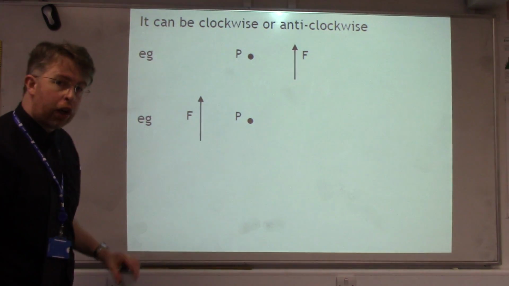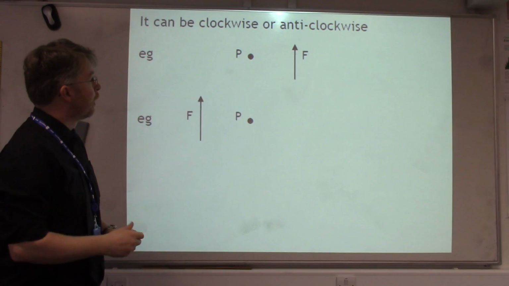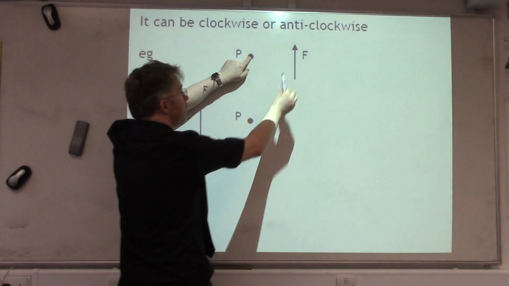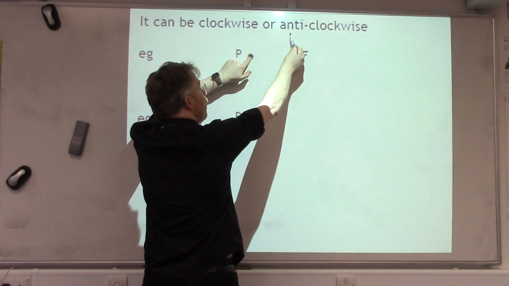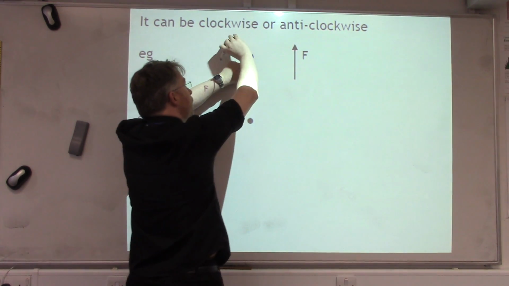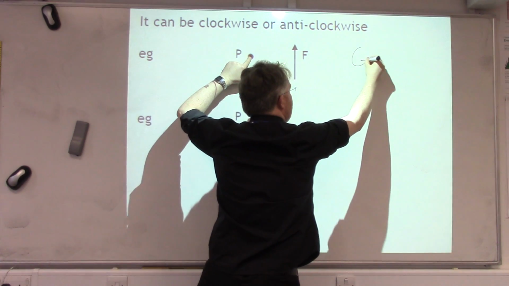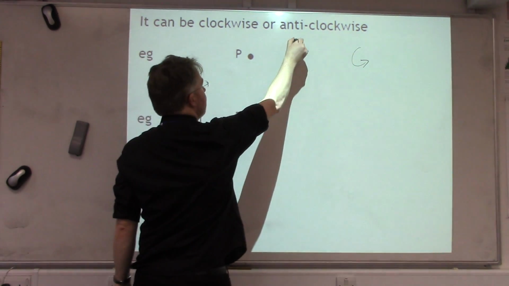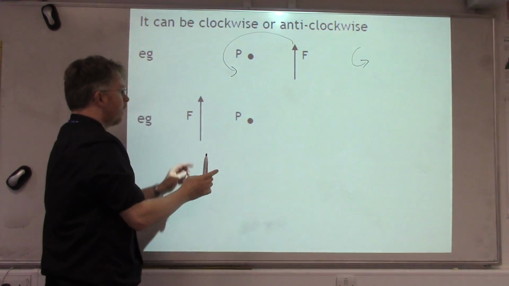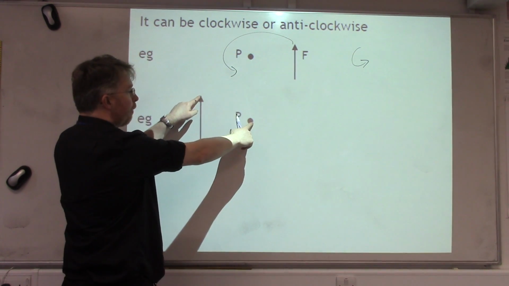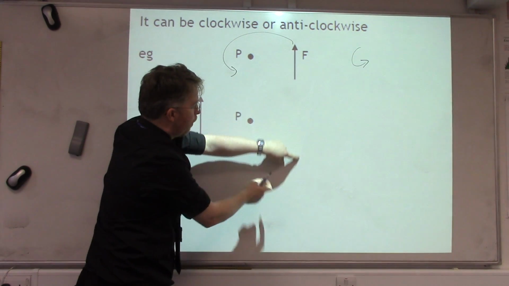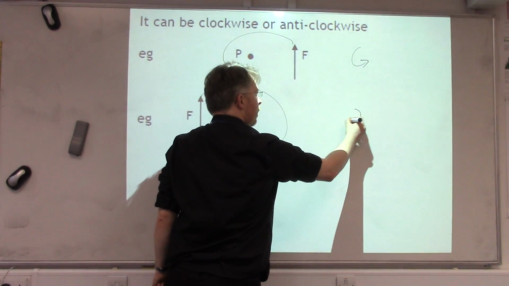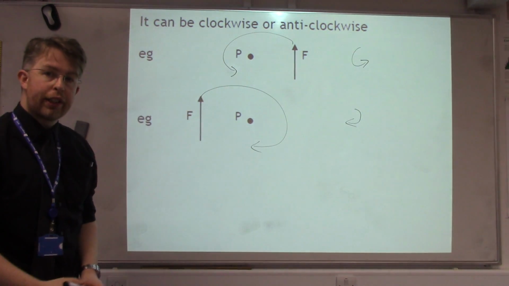Now moment can be clockwise or anti-clockwise. So in this, it depends how it turns. So I put my finger on the point, and I turn the force as if it was going to go round that point. So in this case, it would turn in an anti-clockwise direction. Similarly, with this force, just the same one on the other side, if I was to turn it round the point, it would go like that, and it would be a clockwise direction.